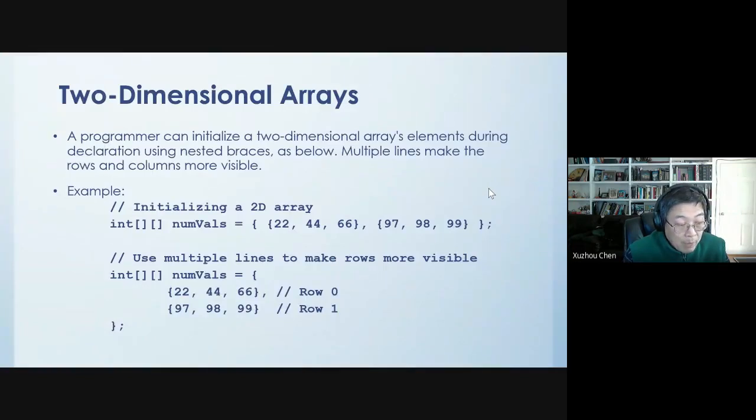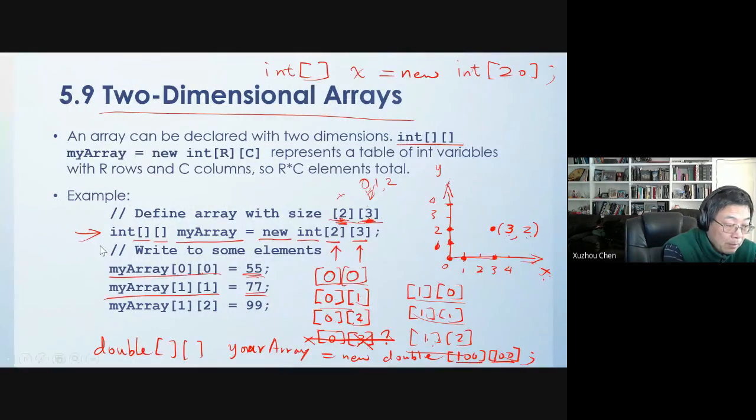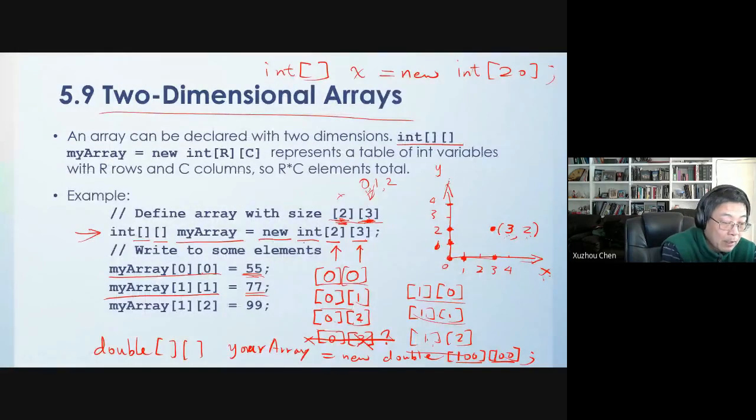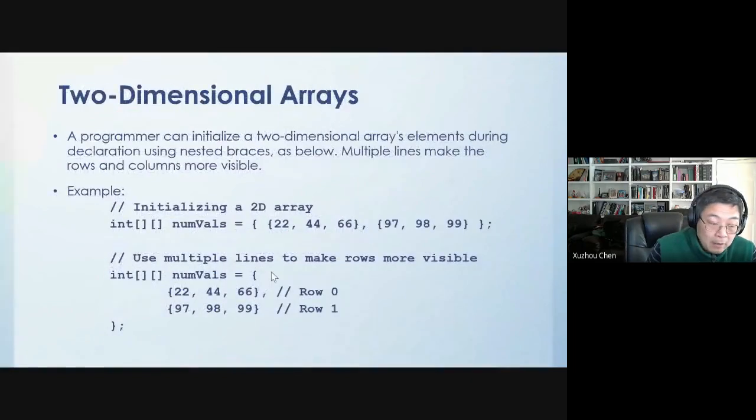Now, remember that we can initialize an array in two ways. First, you can declare an array using this approach: declare an array and then assign the array elements. Or there's another way: you can declare an array and immediately initialize the values.